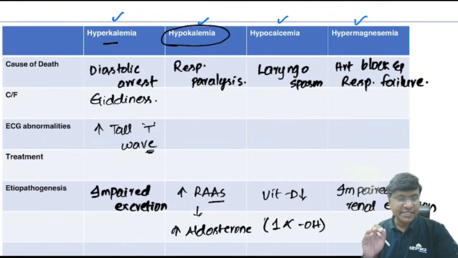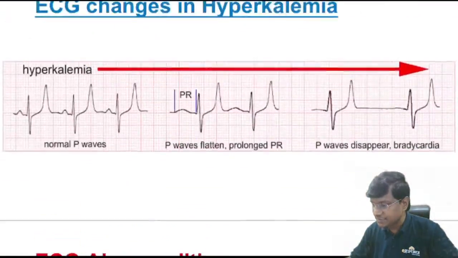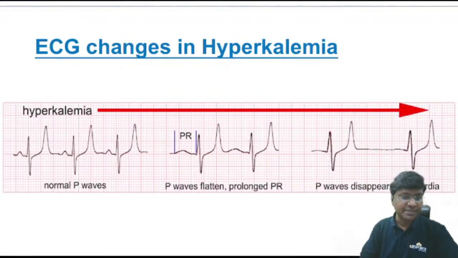Okay, so if you see the differential diagnosis of the tall T wave, you can have this particular tall T wave even in patients with the MI. But the difference is that in case of the hyperkalemia, you will have a narrow tall tented T wave, whereas in MI, it will be a broad tall T wave. That will be the difference between MI tall T wave and the hyperkalemia tall T wave. Okay, right. So now these will be the ECG changes that you will see in patients with the hyperkalemia.